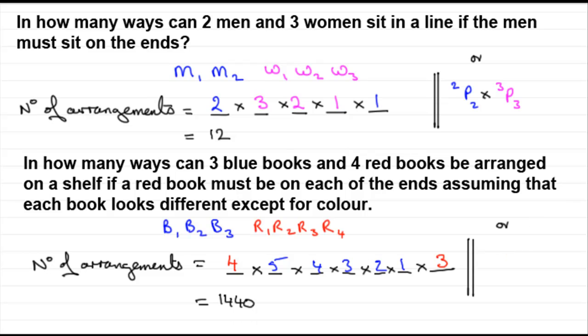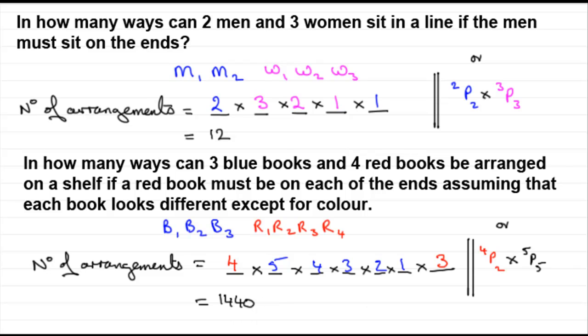But again, you could do this one by using the nPr notation. If we were doing it for the red books, how many ways can I fill the 2 end spaces from 4 books? It would be 4P2. And I would need to multiply that by how many ways there were of filling the remaining 5 middle spaces. So that would be from 5 books, permutate 5. Okay, this is essentially 4 times 3, and this is 5 factorial. And so you work that out, you'll get 1440.